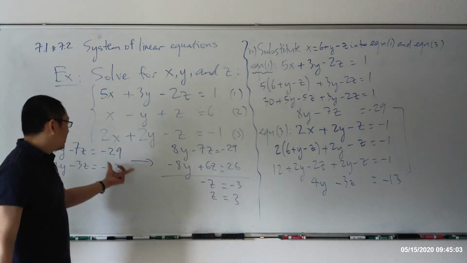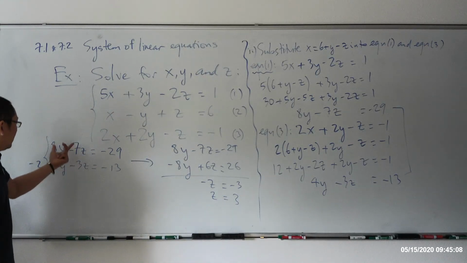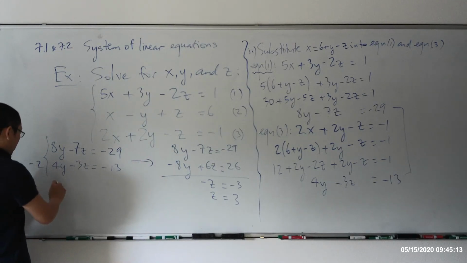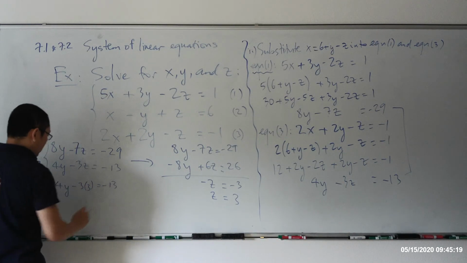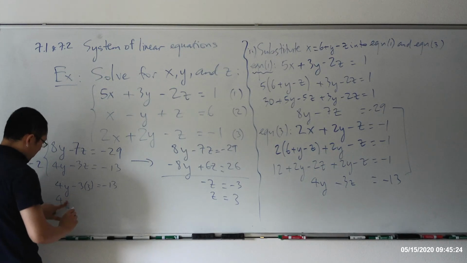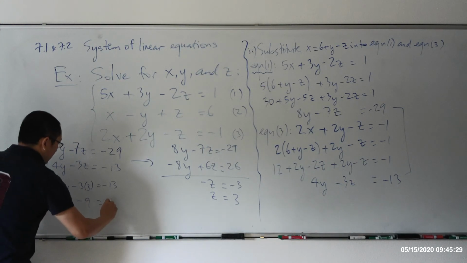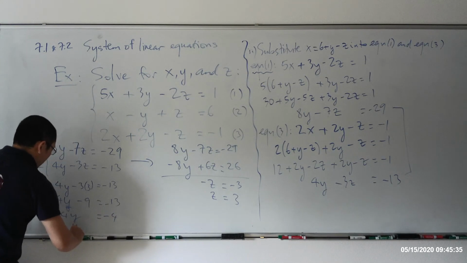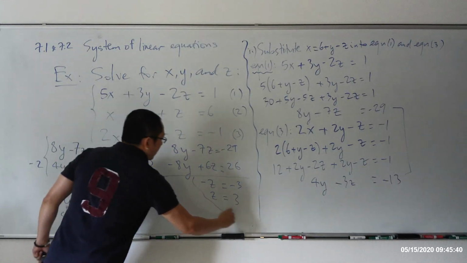Okay, now we're dealing with a system of 2 linear equations, 2 unknowns, just y and z. We got z equal to 3. Plug it back into either of those equations, you can solve for y. Alright, let's do it here. 4y minus 3z, which is 3 times 3, equal to negative 13. So 4y minus 9 equal to negative 13. Add 9 to both sides, 4y equal to negative 4, so y is negative 1.